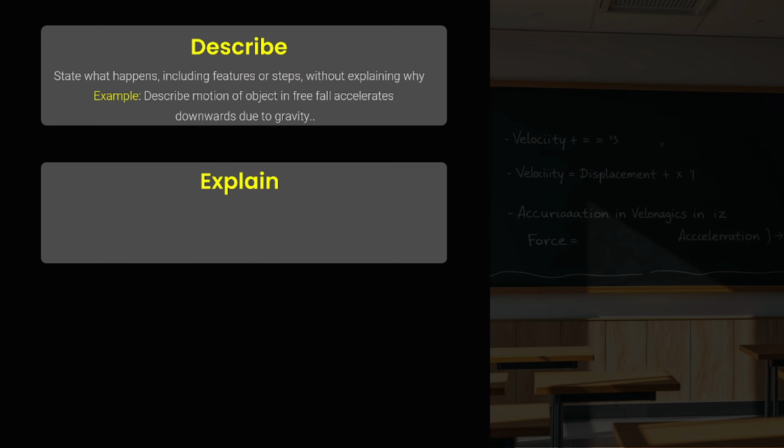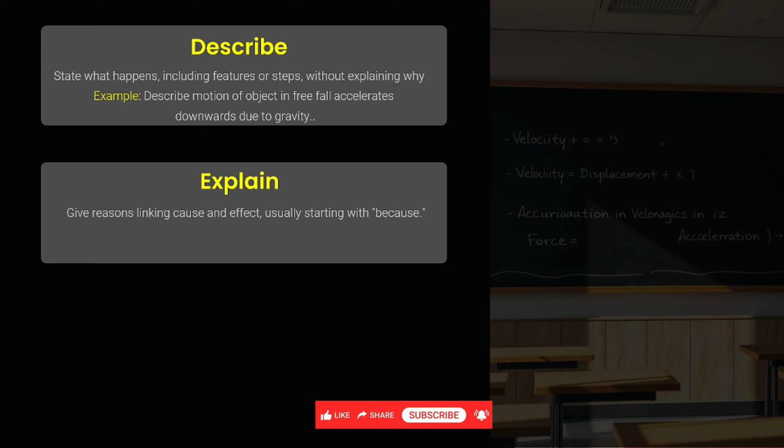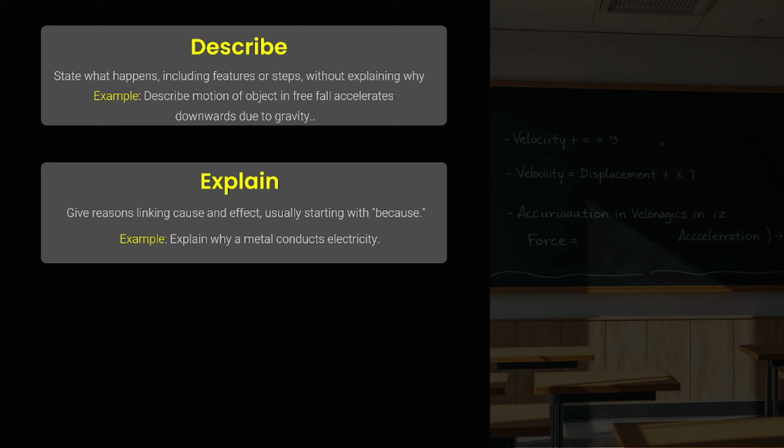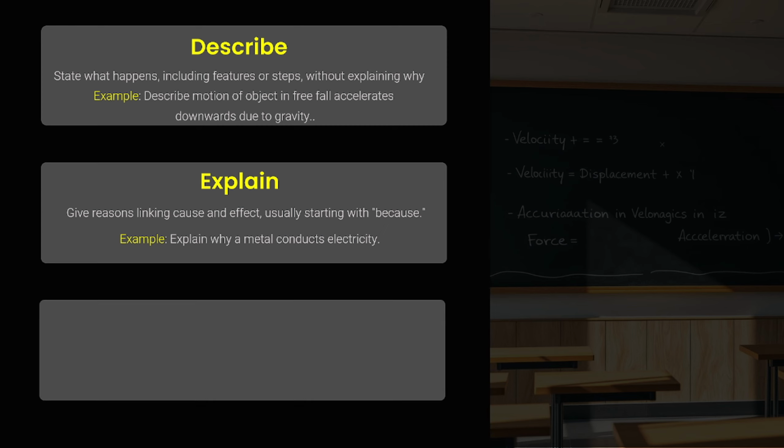The next word is explain. Here's a big one. Now the examiner wants the why or the how. Link the cause and the effect. For example, explain why metal conducts electricity. Your answer could include: because it has free electrons that move when a voltage is applied. A tip for explain is to use the word because to guide your answer naturally.